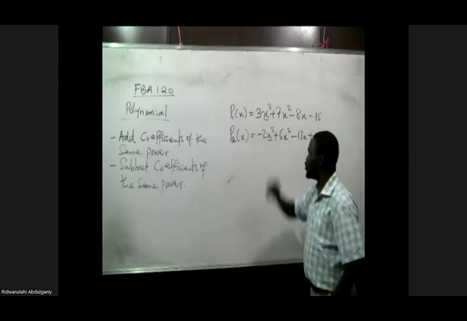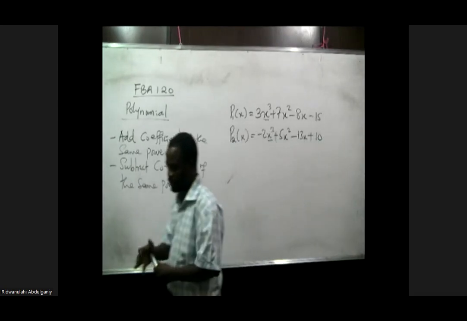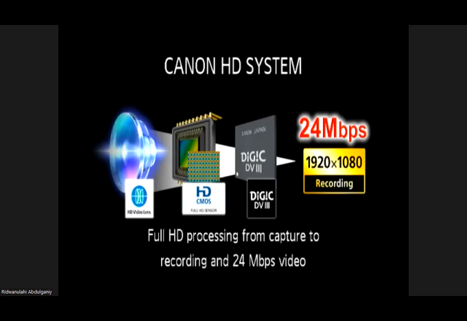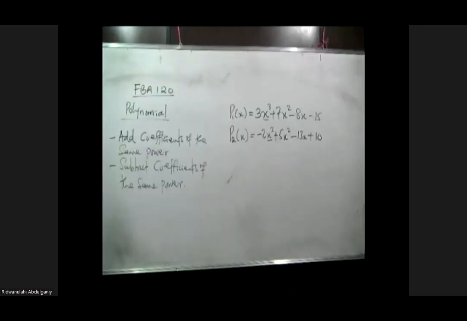What is the coefficient of P1? The coefficient of x cubed in P1 is 3. What's the coefficient of x cubed in P2?